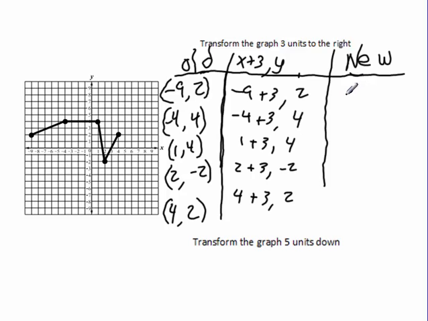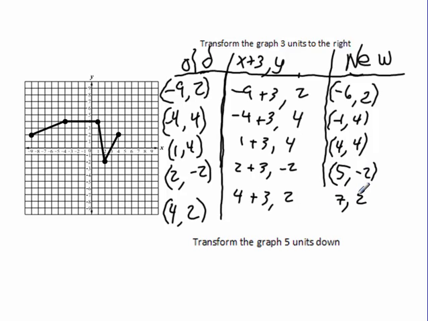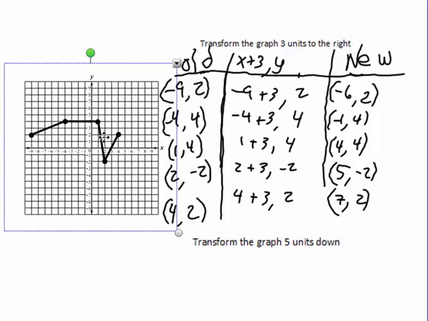So our new points: -9 plus 3 is -6, 2. -4 plus 3 is -1, 4 is our point there. 1 plus 3 is 4, so we get the point there. 2 plus 3 is 5, and our y value is -2. 4 plus 3 is 7, and our y value is still 2. Excellent.